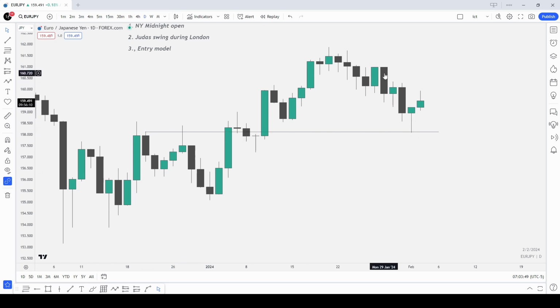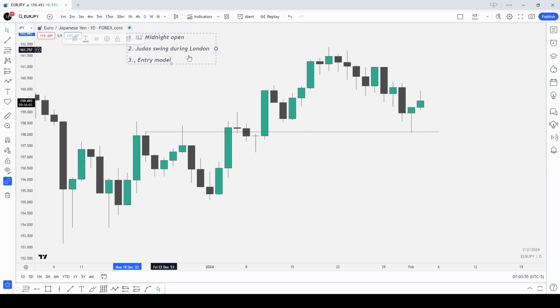So with that in mind, we've traded lower or consolidated as well inside here into a higher time frame PD array. On Thursday, we can anticipate a reversal. So that is what I went into the markets thinking.